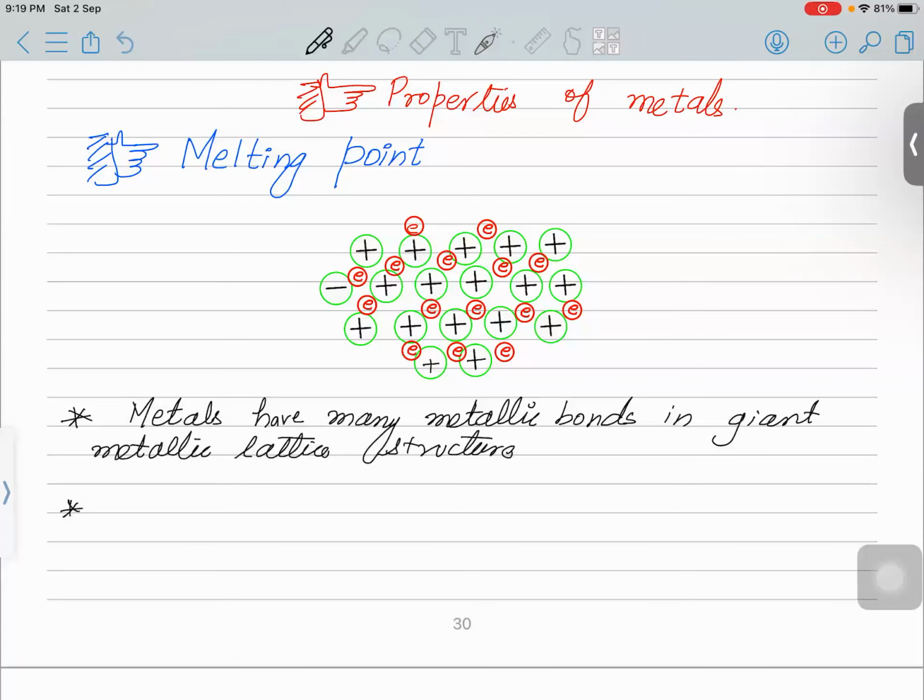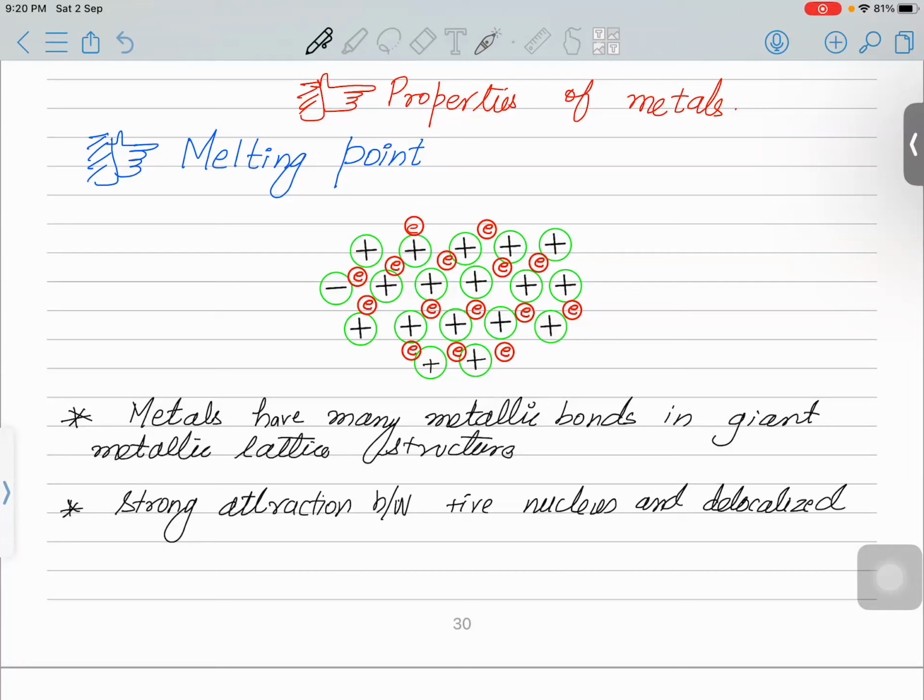Point number 2, strong attraction between positive nucleus and delocalized electrons. Delocalized electrons.